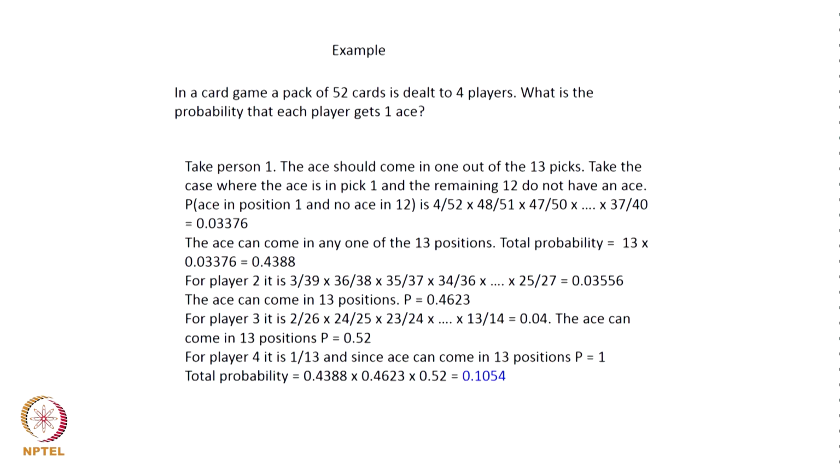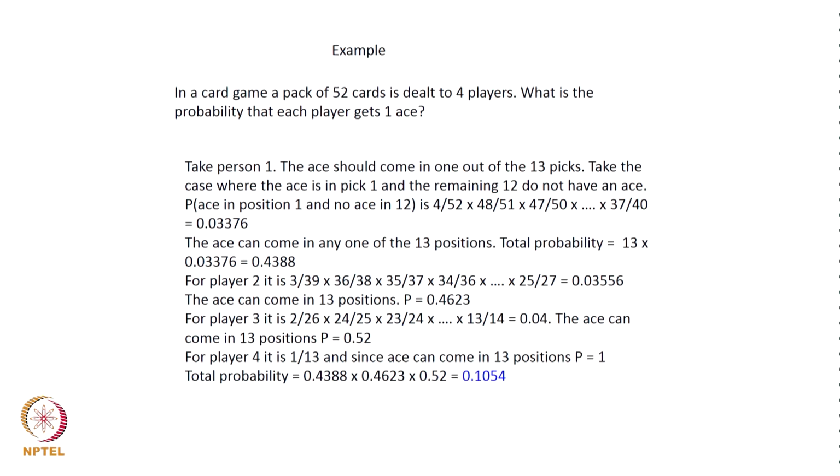So, in a card game, a pack of 52 cards is dealt to 4 players. So, each player gets 13 cards, and what is the probability that every player gets 1 ace? So, there are 4 aces in a pack of 52 cards. So, what is the probability that each player gets 1 ace? So, this is a slightly more involved example, and where some of the things that we have learnt till now will be put to use. So, let us try to see how we solve this.